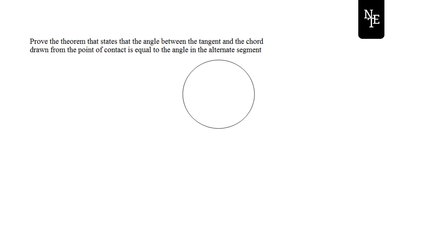Let's look at some keywords inside the statement. One word that we have is tangent. We also have chord, and then we have the angle between the tangent and the chord. And we're going to need an angle in the alternate segment, in other words, the opposite segment. Those are my key terms.